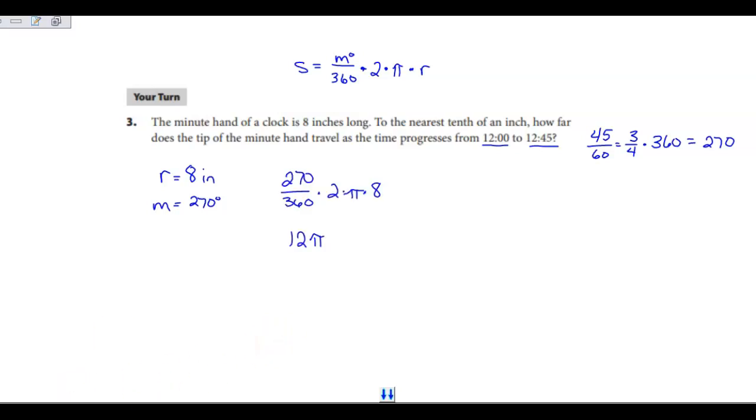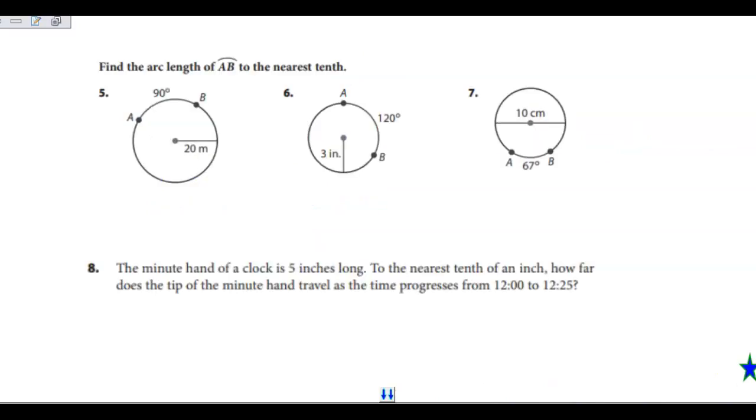In terms of pi, I get 12 pi. Now if I were to simplify that more, what would it be? So if I take 12 times pi, I get 37.7 inches. And what I did is I got 37.699, and it wanted it rounded to the nearest 1/10 of an inch. So that's how I got my 37.7 inches. All right, let's practice a couple more.